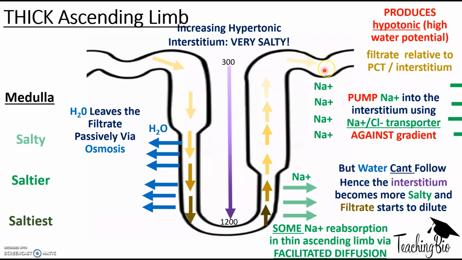And we have produced a hypertonic filtrate, which is a very high water potential relative to this bit here at the start and this bit here at the base. So the point of this is to produce filtrate with a high water potential. Okay? So all nice and simple concepts.